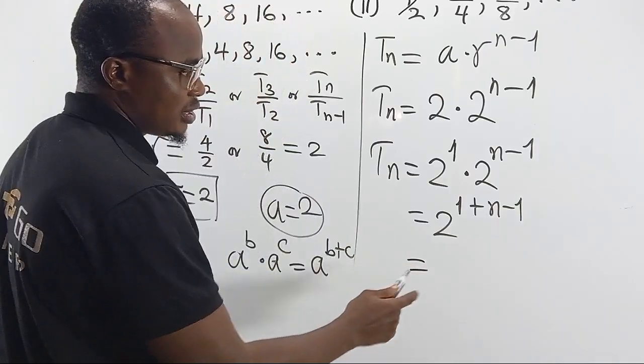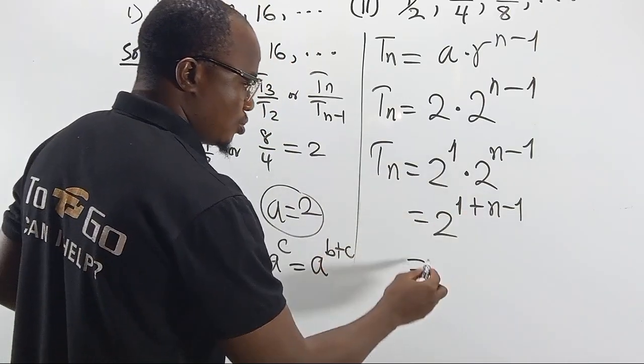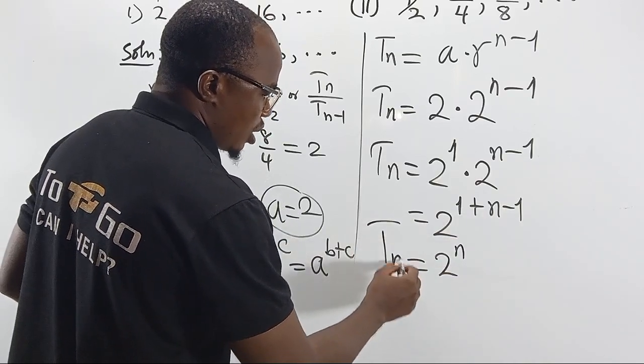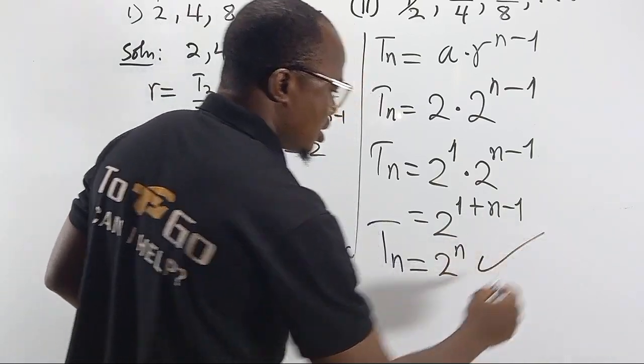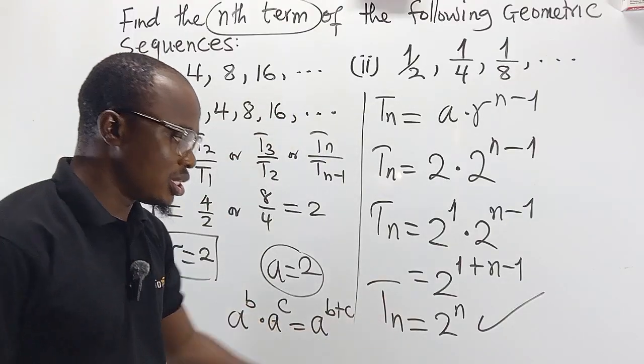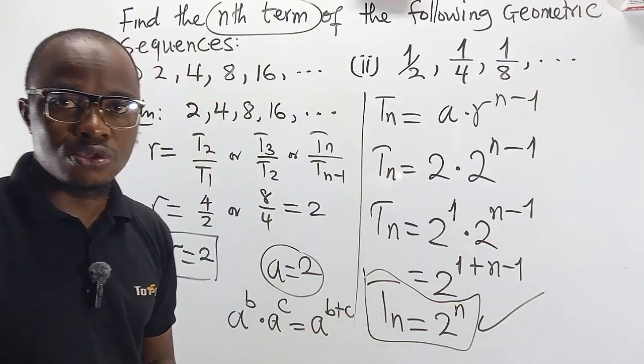So now finally you see that 1 take away 1 will be 0, and then we are left with ordinary n. So therefore we have the nth term of this particular sequence to be this: Tn is equal to 2 to the power of n.